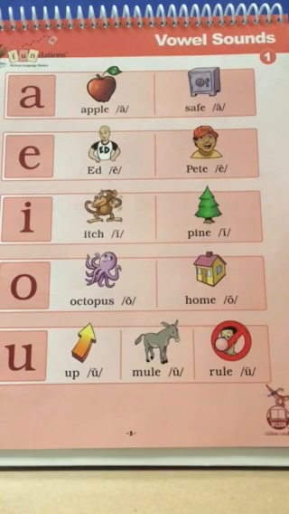Hi everybody, we're going to do a quick drill with short and long vowel sounds. We have CVC words which have a short vowel sound, and we also have CVCe words, those with a silent E, which have a long vowel sound.